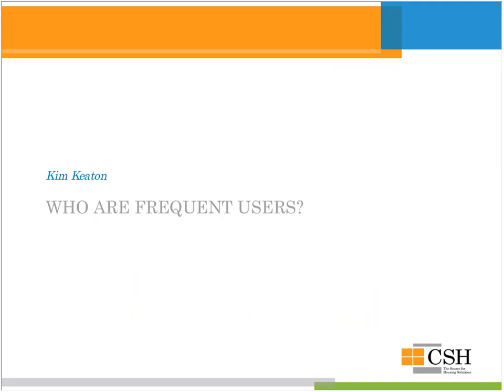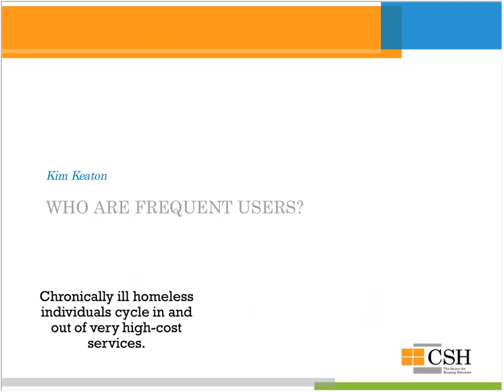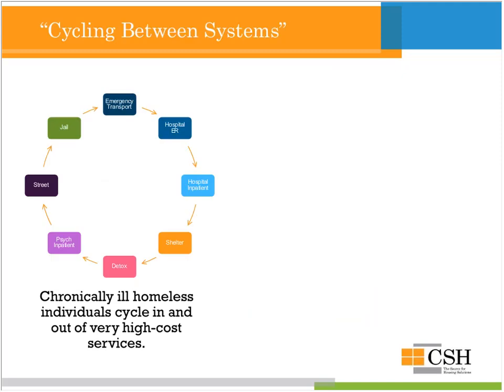So to set the tone and frame our discussion, I'm going to be discussing who are frequent users and what do they look like. Frequent users are those people with deep unmet needs who are caught in an institutional circuit as they cycle between systems.